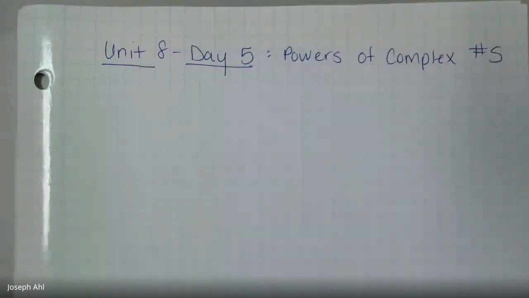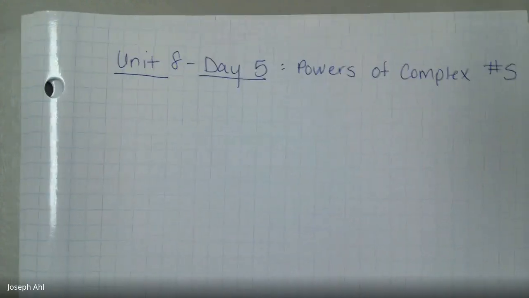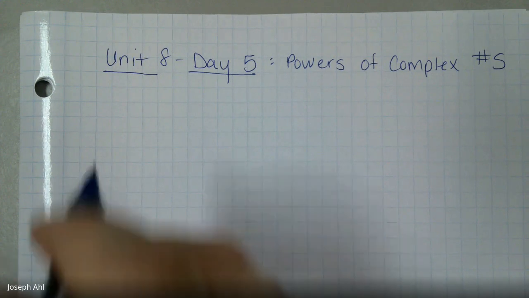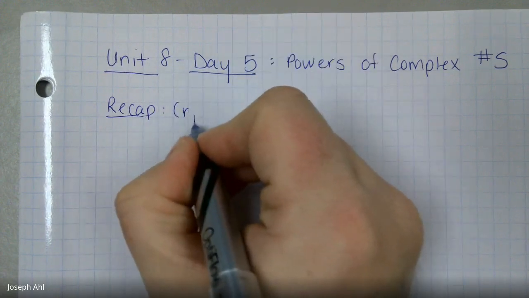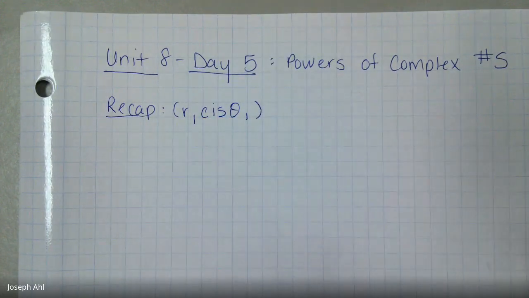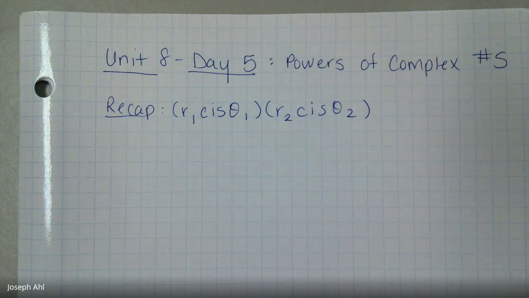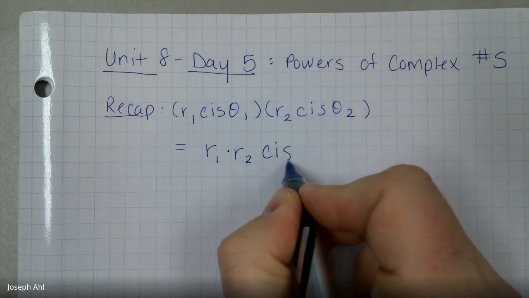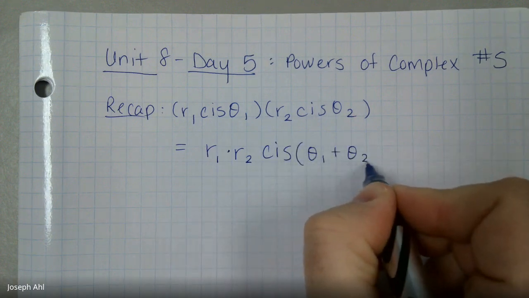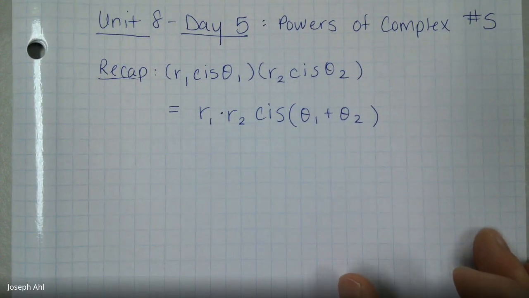Just as a quick recap of what we know already in terms of operations of complex numbers, when we have numbers in polar form and we're trying to multiply them, if I were to have r1 cis theta 1 times r2 cis theta 2, the rule for the product, based on yesterday's notes, is you multiply the r values, r1 times r2, and then you add the angles, theta 1 plus theta 2. So that's a good rule that we have if we're multiplying two numbers in polar form.